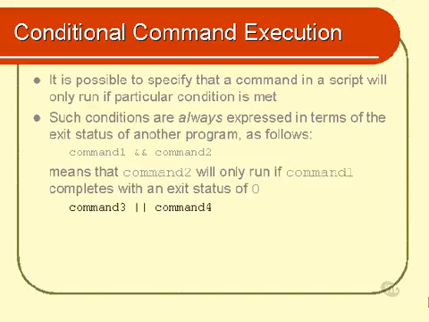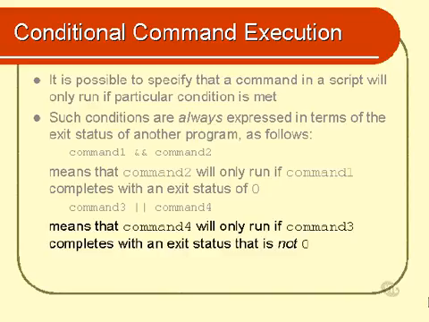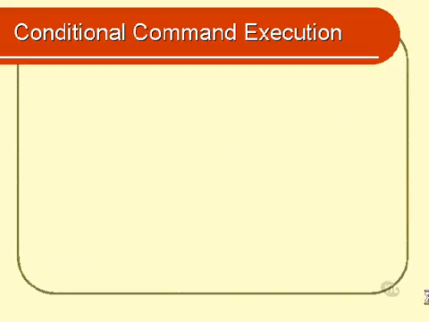There's another one. It's using the double pipe symbol. A C programmer will be familiar with that double pipe symbol. They'll know that it means OR. And that symbol means essentially run command 4 only if command 3 completed with an exit status that is not 0. In other words, if command 3 produced some kind of error, then run command 4. Or, put another way, if command 3 returned false, then run command 4. Let's have a look at some examples of that.